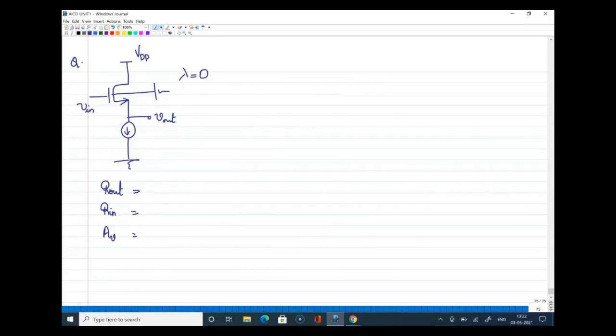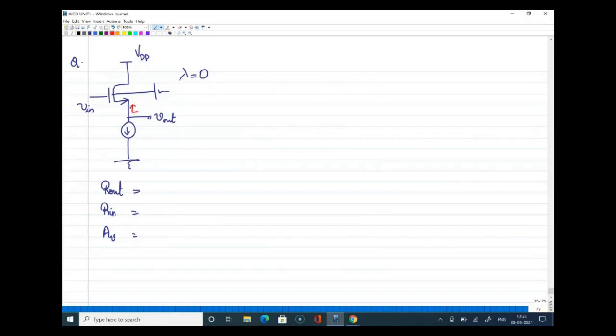Because for an ideal current source, the voltage across should be infinity. So infinity in parallel to the resistance seen up. Say I just put lambda equal to 0. Why I put lambda equal to 0 is for you guys to write the other resistance. If your lambda is there, there is R naught parallel to some value. What is the resistance seen up?